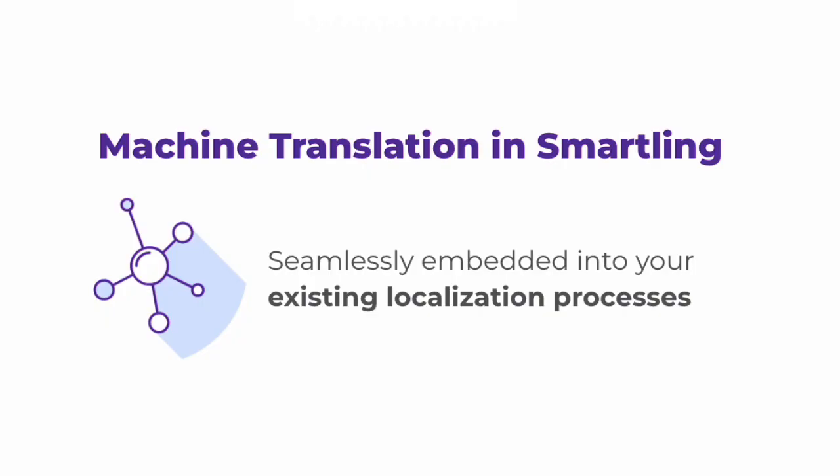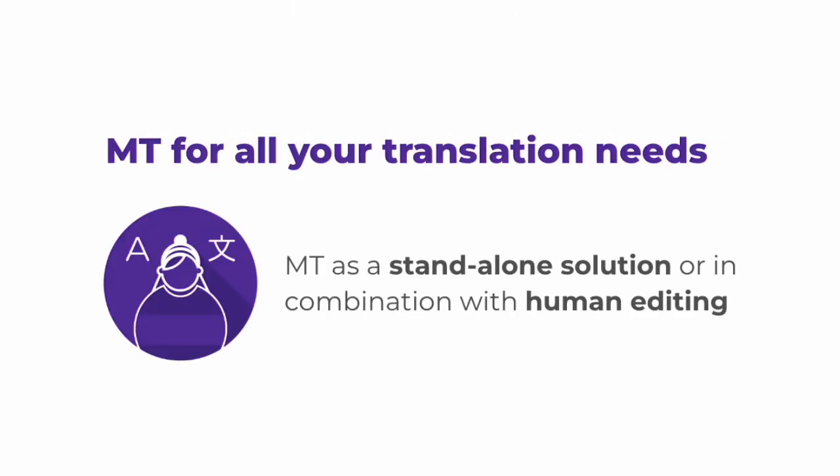As a centralized translation hub, Smartling allows you to seamlessly embed machine translation into your existing localization processes while combining it with your linguistic assets, such as your glossary and translation memory. Machine translation can be used for all your translation needs in Smartling, whether you would like to use it as a standalone solution or combine it with human post-editing.